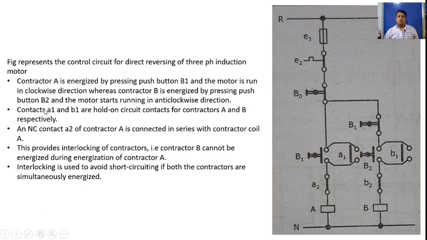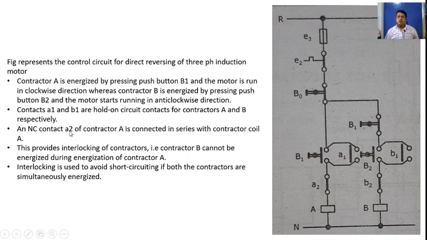So this is the figure. This is the control circuit of direct reversing of a three-phase induction motor. See here, contactor A is energized by pressing push button B1. Here is push button B1; it is energized, and the motor runs in the clockwise direction. Whereas contactor B is energized by pressing push button B2, and the motor starts running in the anti-clockwise direction. This is B1 and this is B2. If B2 is pressed, then the motor starts running in the anti-clockwise direction.